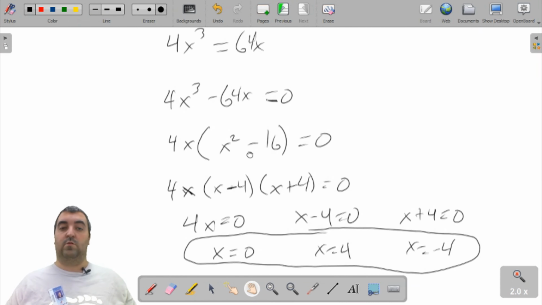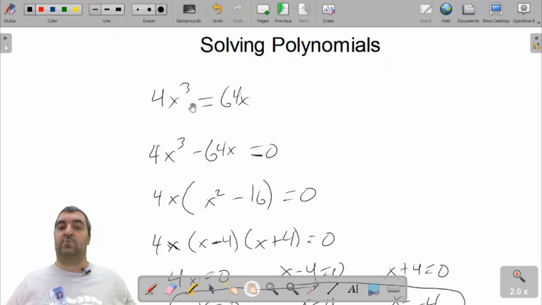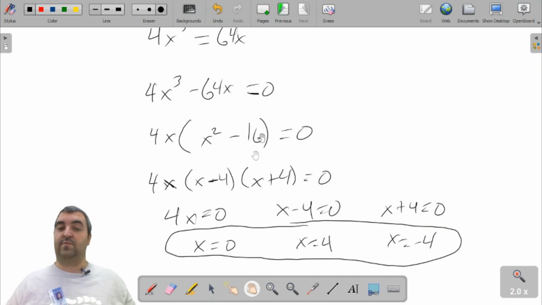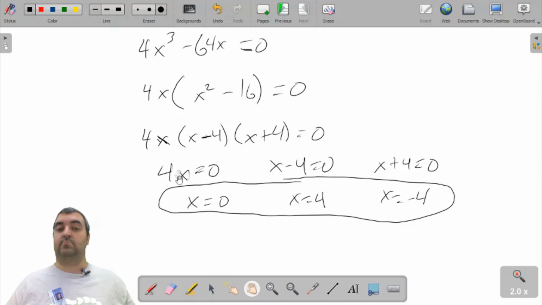So for right now, what you're going to do when you're solving polynomials: move everything to one side, factor it, and we have lots of different ways of factoring now. Once it's factored, set your factors equal to 0 and solve them separately. If it's already factored, though, don't try to multiply it out. Just go right to this step and set them equal to 0 and solve them.